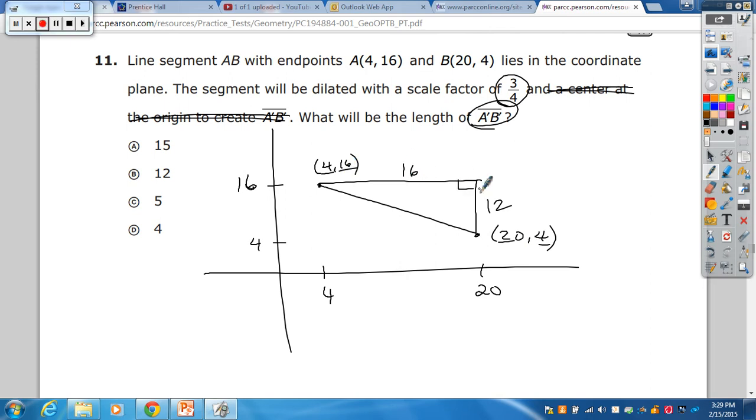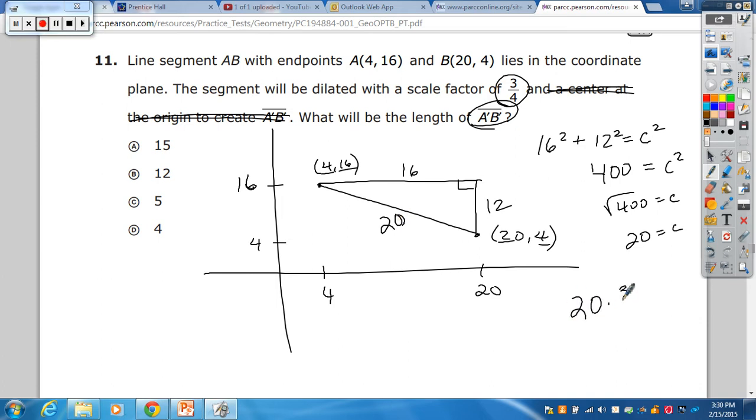If you set that into a right triangle and use your Pythagorean theorem, 16 squared plus 12 squared is equal to, let's say, c squared. 256 plus 144 gives you 400. And we square root 400 to get the length of c, which is 20. Now that's good because I can then take 3/4 of 20 and get my answer there, which is going to be 15. And 15 is the answer that we want for that problem.